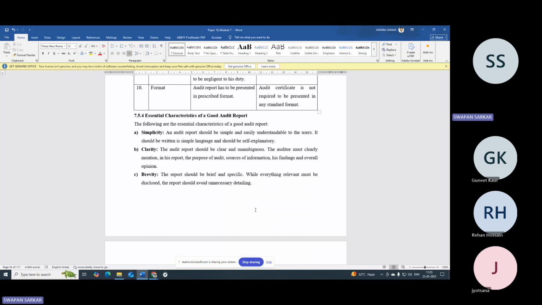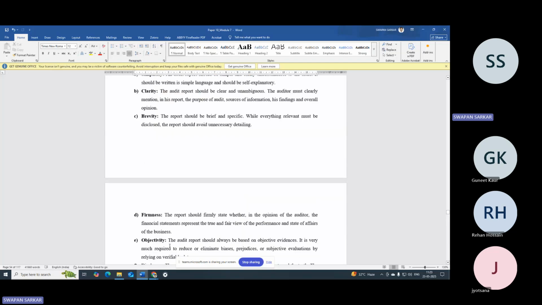Clarity. The audit report should be clear and unambiguous. The auditor must clearly mention in his report the purpose of the audit, sources of information, his findings, and overall opinion. Brevity. The audit report should be brief and specific. While everything relevant must be disclosed, the report should avoid unnecessary detailing.